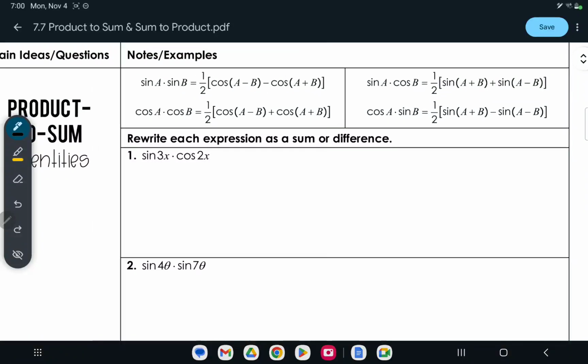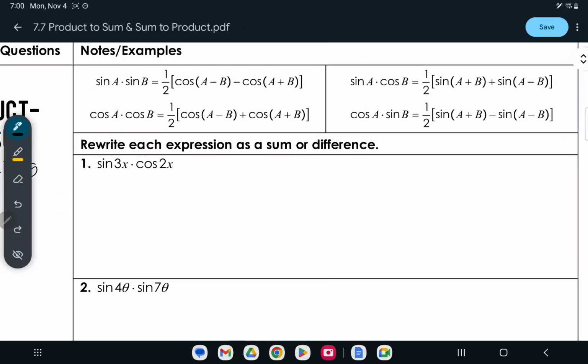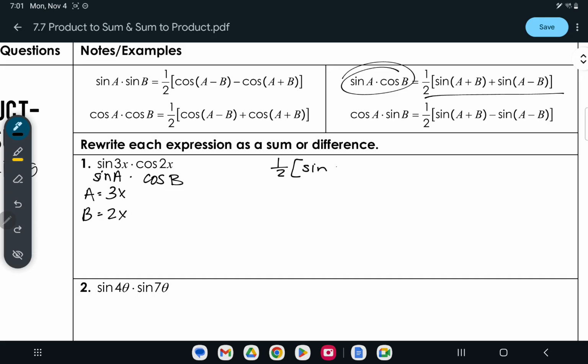We're going to look at product to sum and sum to product. So, first one, rewrite the expression as a sum or a difference. Okay, this looks like a sine of A times cosine of B, where A is 3x, B is 2x. So I'm just going to rewrite that formula. So 1/2 sine of A plus B plus sine of A minus B.